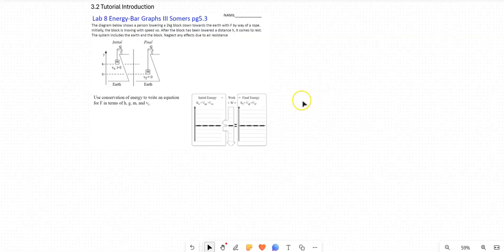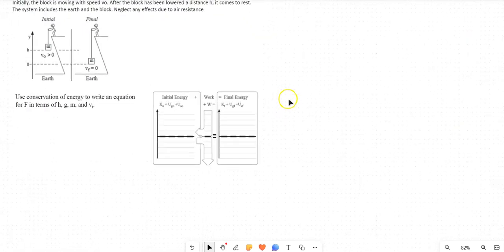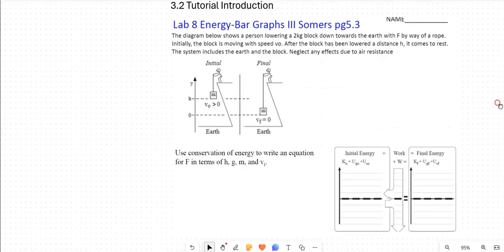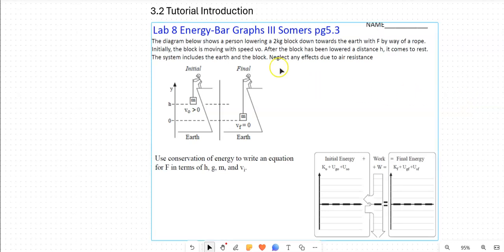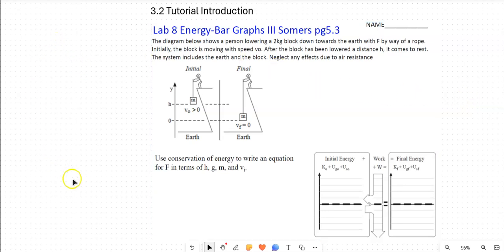Okay, and this is an example problem from 3.2. In these problems, they do have work involved. So again, before I even start the problem, I make a little list. I make a list of all the different types of energies.